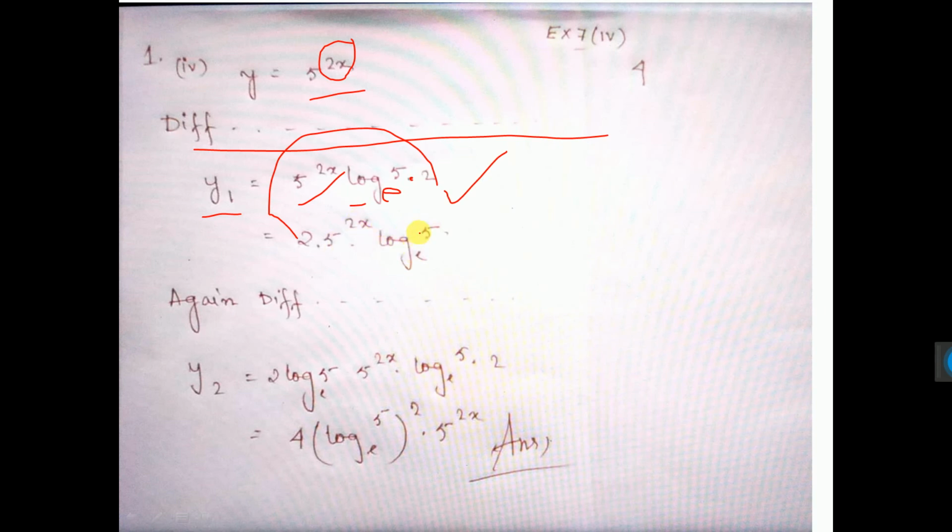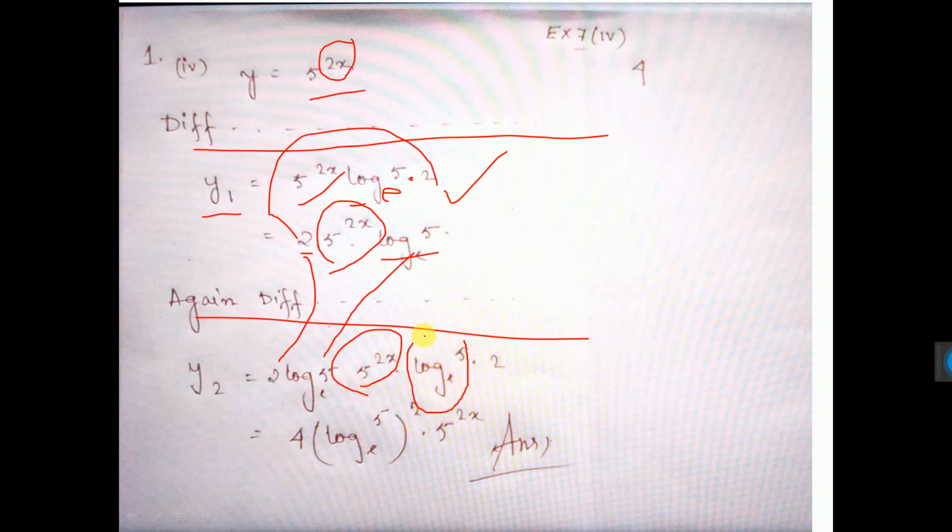Now this one is constant, this one is constant. So again if you differentiate, these two constants will be in the front. Again d/dx of this: d/dx of a to the power x is a to the power x into log a base e. Again d/dx of 2x, that will be 2. So calculate and get the answer.